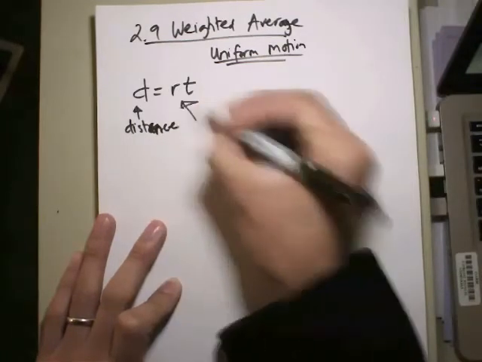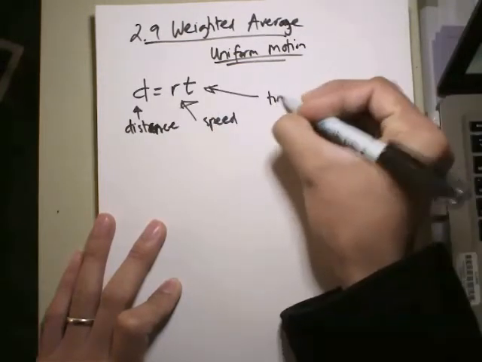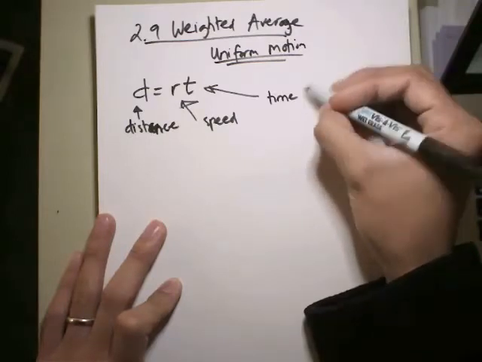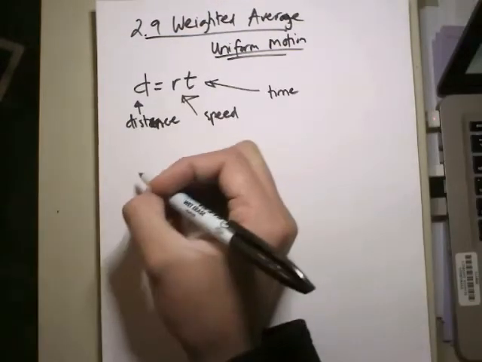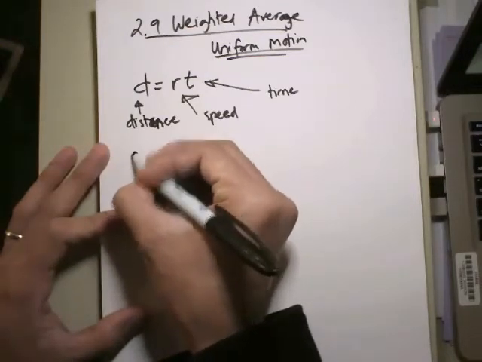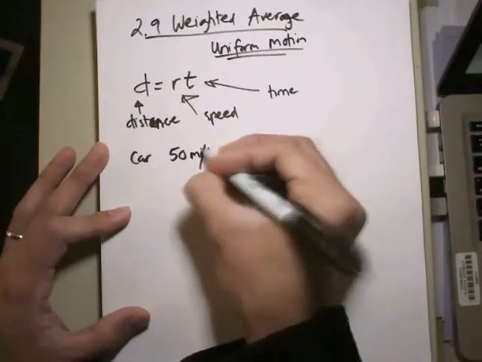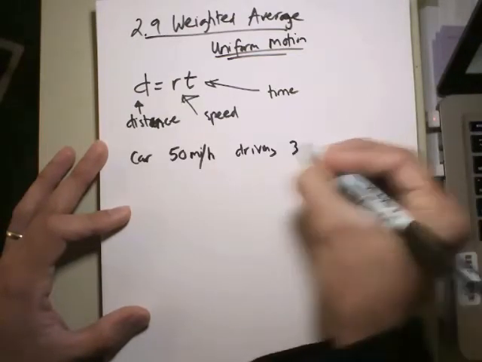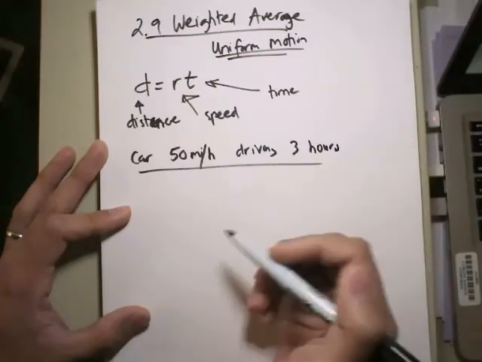And of course, R would be your rate or your speed, and the T is your time. Okay, now don't forget, you want your time to be consistent with your speed. We'll talk about consistencies in a minute, but for instance, let's say that my car travels at 50 miles per hour, and I'm driving for 3 hours. I want to find out how far did I travel.